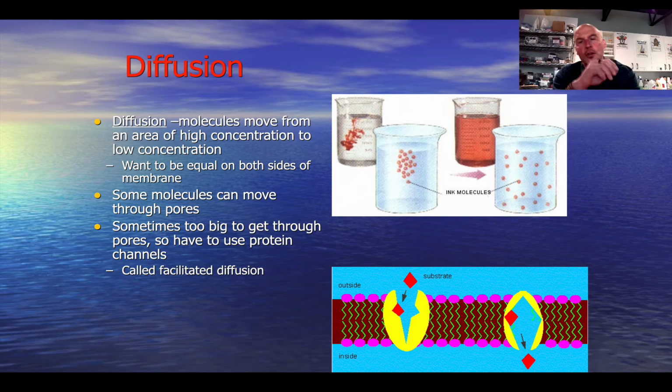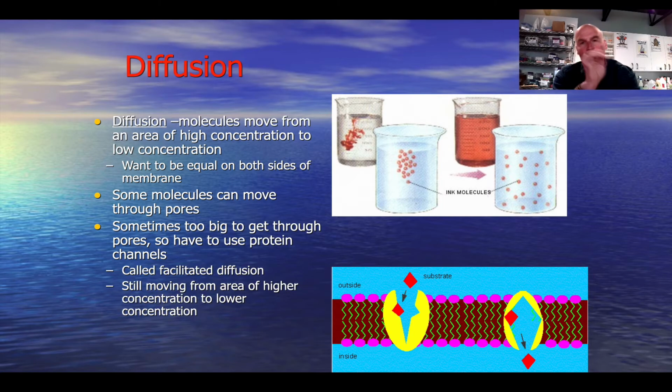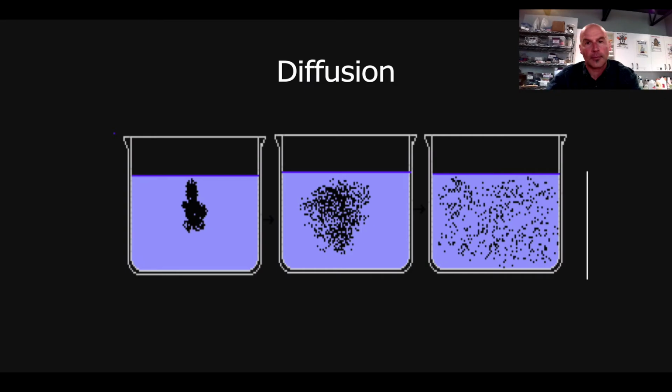The thing about diffusion, though, is it doesn't take any energy. So it doesn't take any ATP. It's just moving from an area of higher concentration to an area of lower concentration. And that's true of diffusion as well as facilitated diffusion. Neither use ATP to get through. It's still moving from an area of higher concentration to lower concentration. Looks a lot like this.